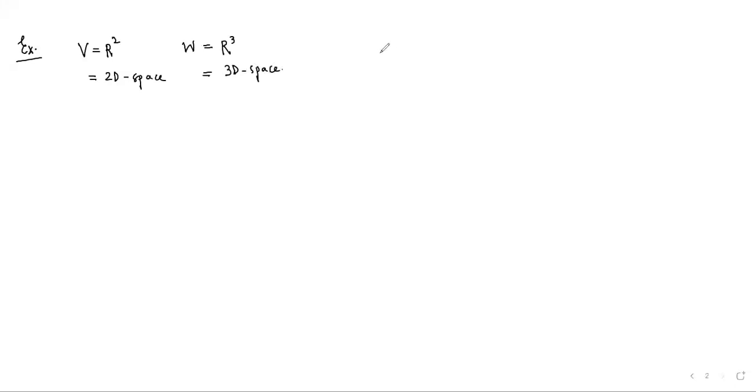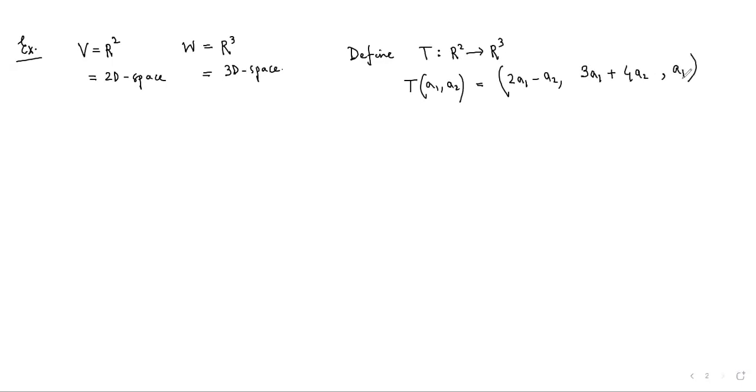And I am going to define a transformation T from R2 to R3 by this formula. T of (a1, a2) is equal to (2a1 minus a2, 3a1 plus 4a2, a1). Okay. Now, can you tell me whether this transformation is linear or not?